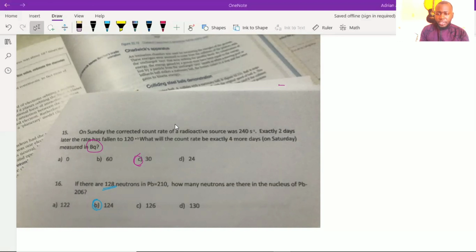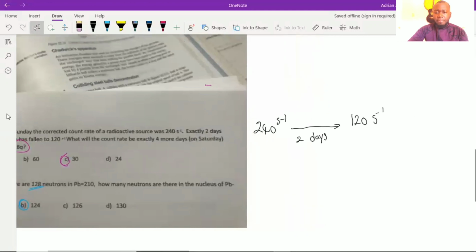It's at Sunday, and the count rate is 240 disintegrations per second. And after 2 days, that count rate has moved to 120 disintegrations per second. What does this mean? 120 is a half of 240. So the 2 days represents the half-life of the sample, because over 2 days, a half of the activity has decreased. So let's go into what happens over the next 4 days.